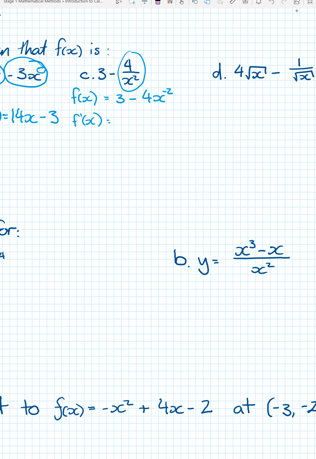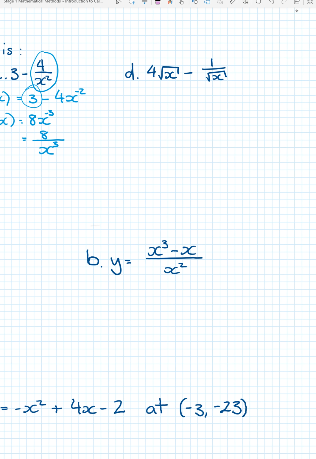We know constants differentiate to 0, so we can ignore that. And now we're going to times the number out the front of our x by the negative. So we have negative 4 times negative 2, so we're going to end up with positive 8. The negative 2 is going to reduce by 1 down to negative 3. And we'll simplify that by x. And remember, the negative means that it goes onto the bottom line, and it's x to the power of 3.